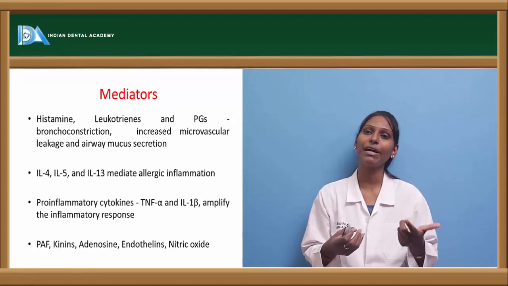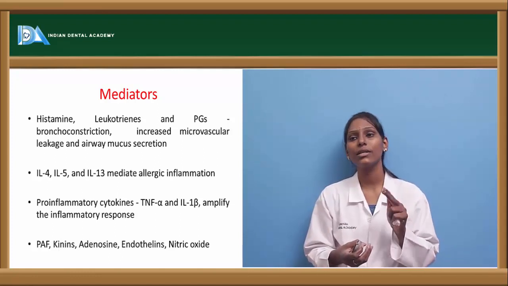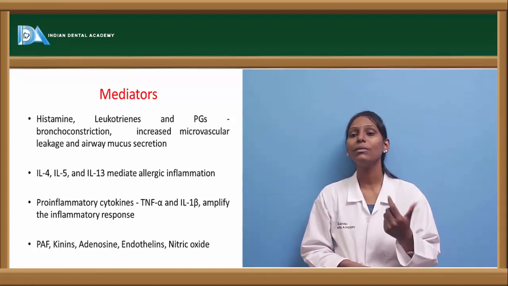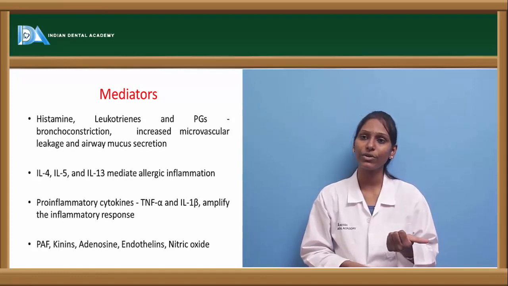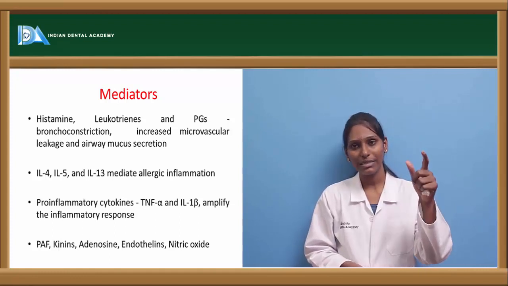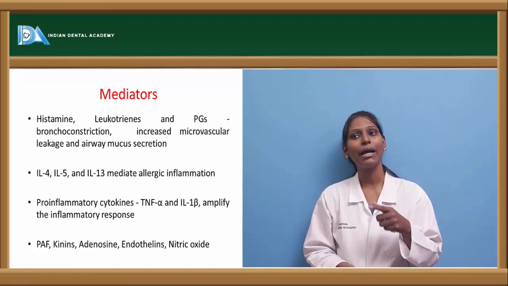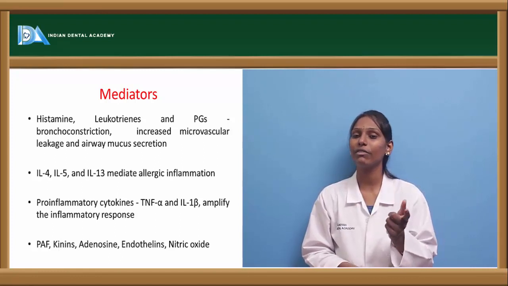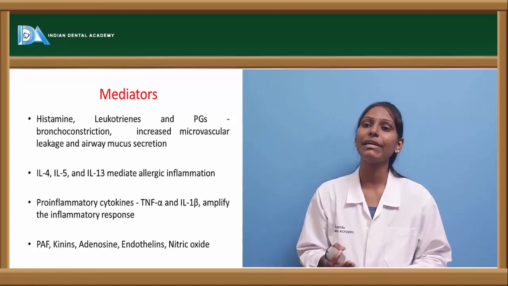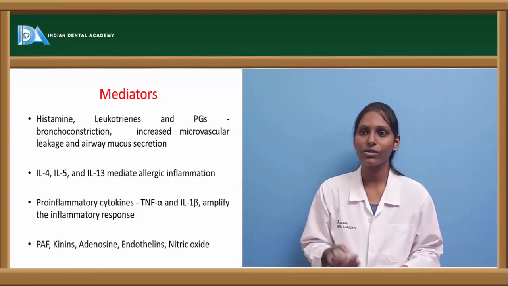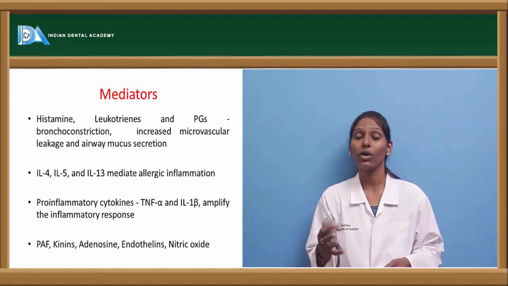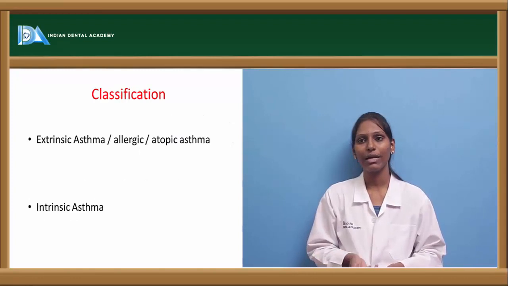Interleukin 4, interleukin 5 and interleukin 13 are the ones which mediate allergic inflammation. Other pro-inflammatory cytokines include tumor necrosis factor alpha and interleukin 1 beta, which amplify the inflammatory response. Next, PAFs, kinins, adenosines, endothelins and nitric oxide are other factors which also act as mediators in asthma.